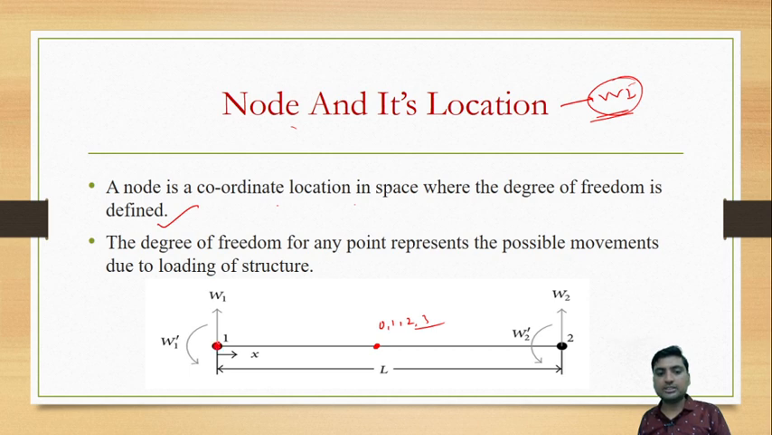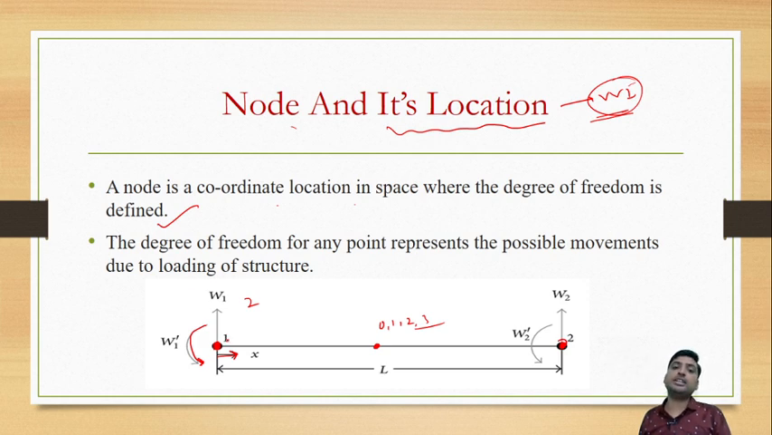Suppose this is your first node, this is your second node, so how many degrees of freedom are here? It can move in x direction and it can rotate also. So obviously, let's say this is having 2 degrees of freedom. Okay, so these are the nodes. Now coming to their location, where we will select the nodes. Nodes we understood, a node is nothing but where we define the degree of freedom in any structure.